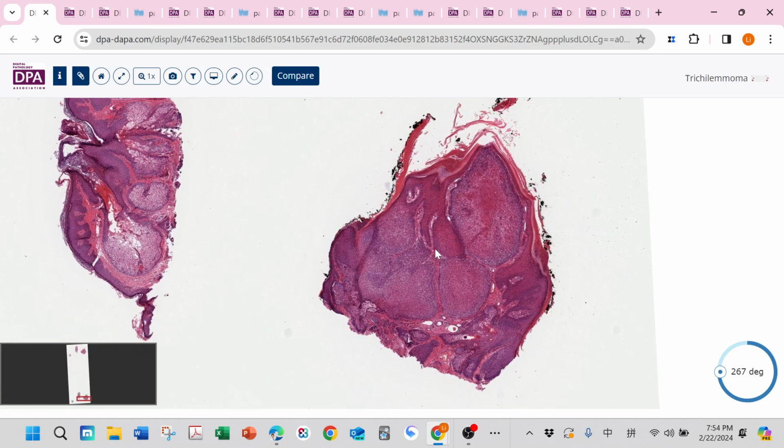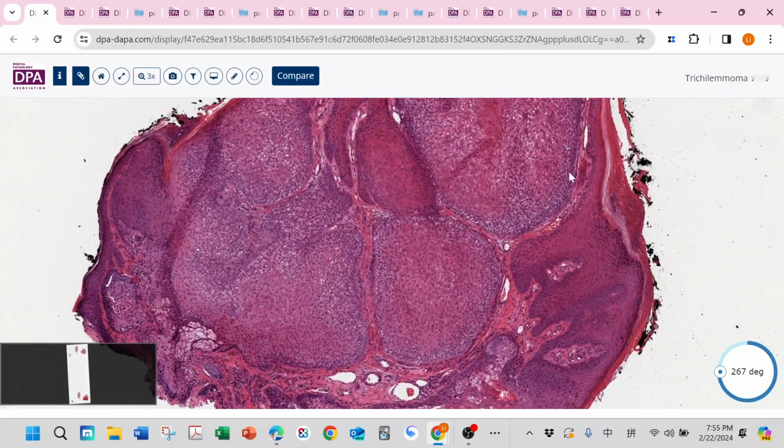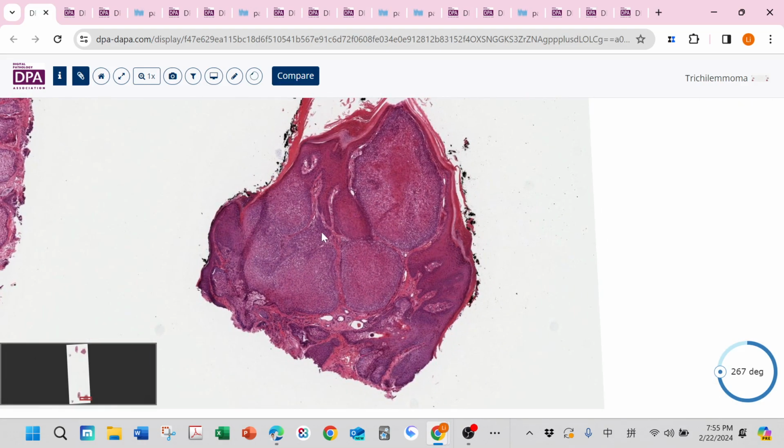Let's see another example of trichilemmoma. This one is even more warty looking in low power. We can see a really well demarcated tumor and peripheral palisading of these basaloid cells. Outside you can see this thickened basement membrane material, and inside you can see this clear cytoplasm. Combine all of these features, this is another trichilemmoma.